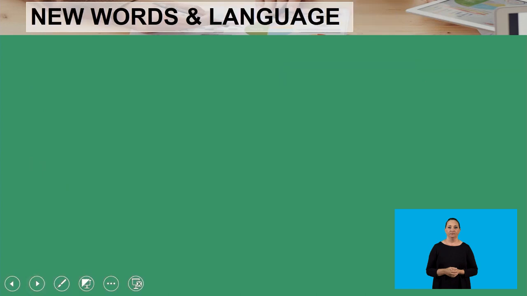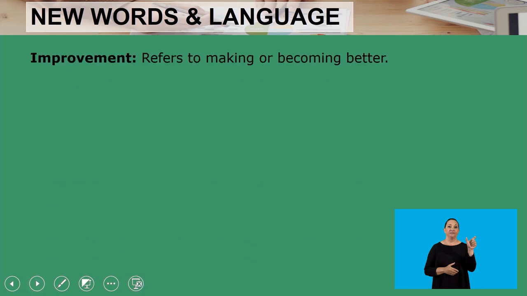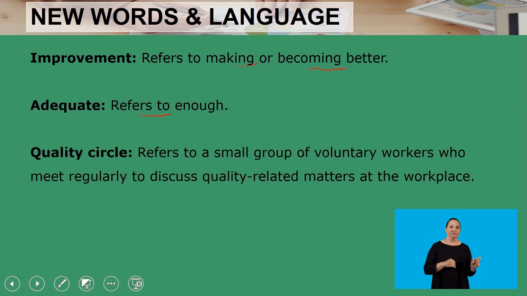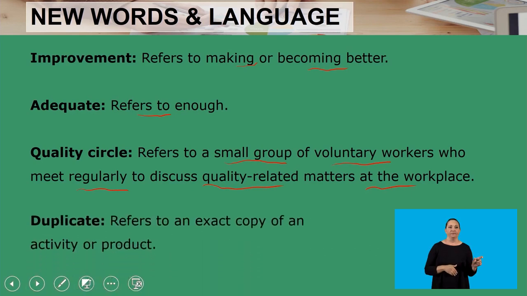Then we look into new words and language. The term improvement refers to making or becoming better. Then we'll also look into the term adequate, which refers to enough. And then the term quality cycle, which refers to a small group of voluntary workers who meet regularly to discuss quality-related matters at the workplace. And then the term duplicate, which refers to an exact copy of an activity or product. Those would be our new words.